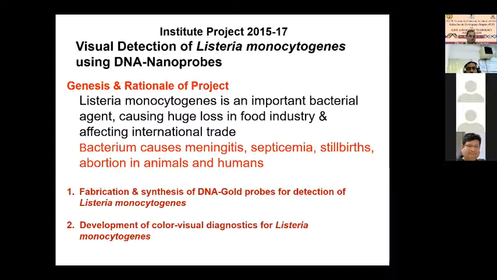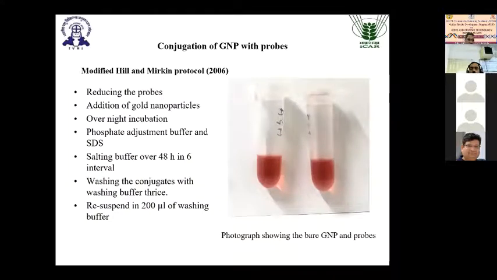Now, one project that we have taken up is for visual detection. In the tube you have a detection probe, a color detection probe, and when it interacts with the organism the color changes. There was development of a color visual diagnostic for Listeria monocytogenes. That work was done, and we were successful in detecting, but the sensitivity was a little lower. So this is the kind of DNA probe that we had.